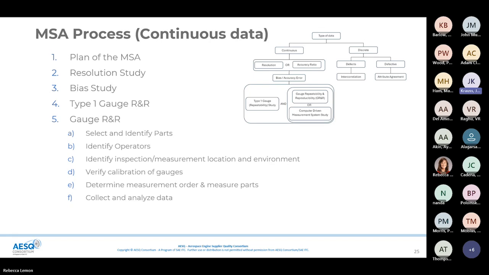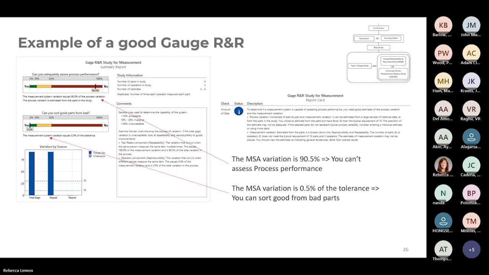So ideally, you want a random measurement order so the operators can't in their mind remember values and start assigning values in their head or deciding, oh, I should maybe remeasure a part. That's not a part of the MSA process. We're trying to see that true variation in the measurement system. And the final step is collecting and analyzing data. All right, next slide, please.